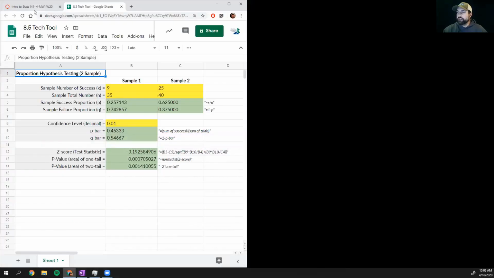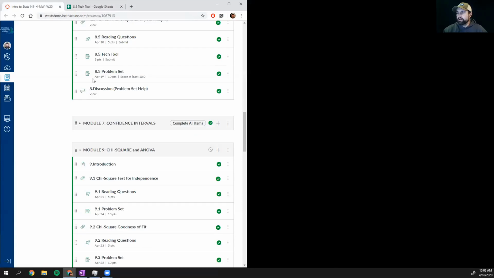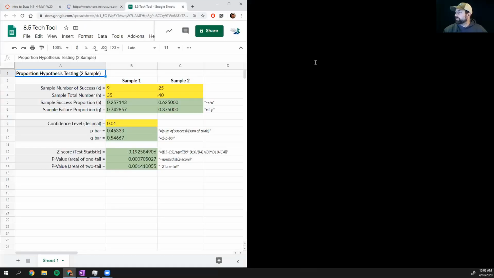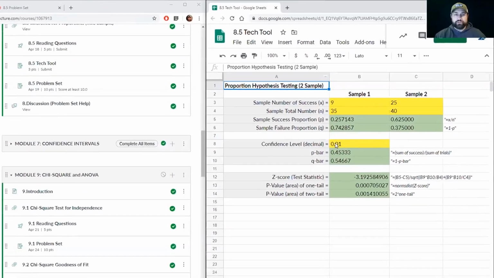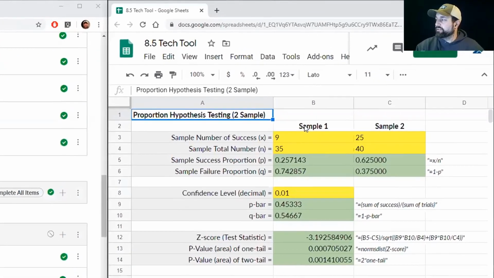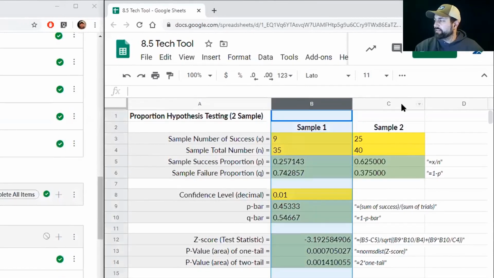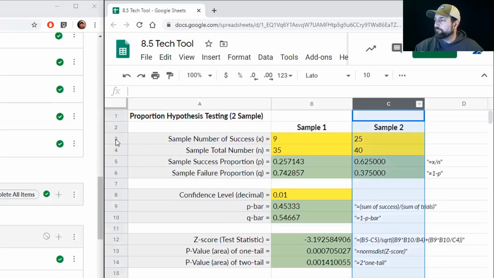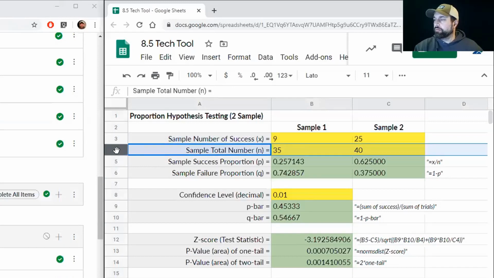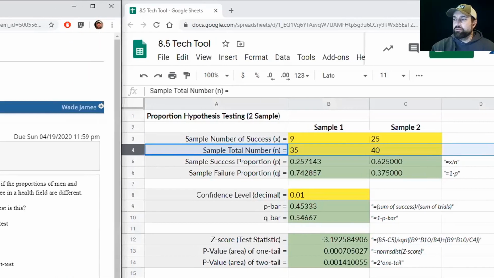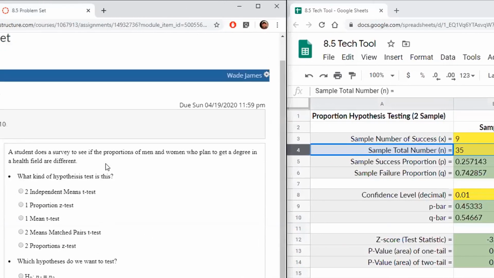Now let's go in and take a look at actual problems. We'll go into the 8.5 problem set. I'm going to put the 8.5 tech tool over here, and you can see in the tech tool we've got sample 1 here, sample 2 here. We're going to find the number of successes in sample 1 and sample 2 and divide it by the total number of items. So here is the problem set from 8.5.